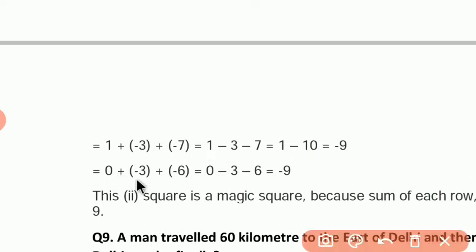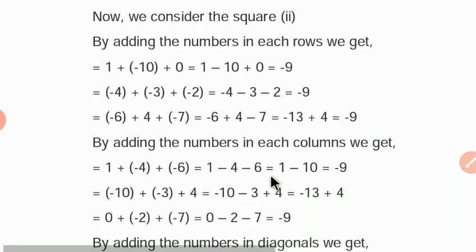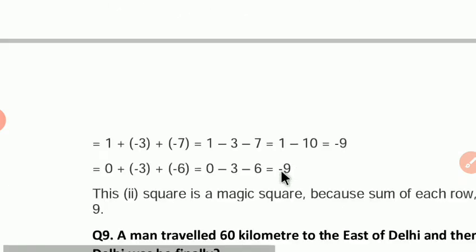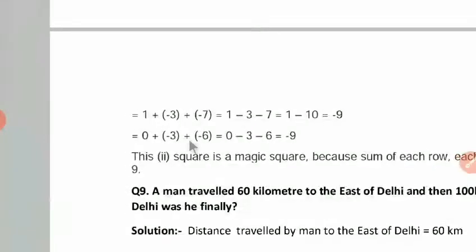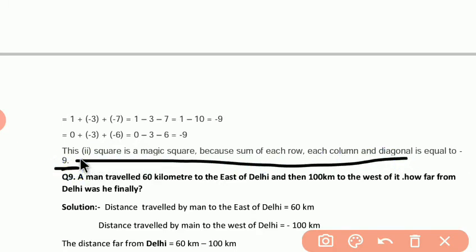Which is minus 9. The sum of the second diagonal, 0 plus minus 3 plus minus 6. First we'll open the bracket, so plus into minus, minus 3, plus into minus, minus 6. Again minus minus is plus, so 6 plus 3 is 9, and the sign will be according to the bigger number. So here you can see that the sum of all rows, all diagonals and all columns is equal to minus 9. So we can see that the second square is a magic square because the sum of each row, each column and diagonal is equal to minus 9.